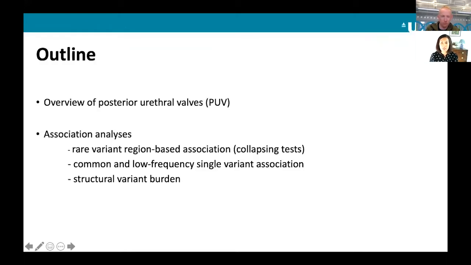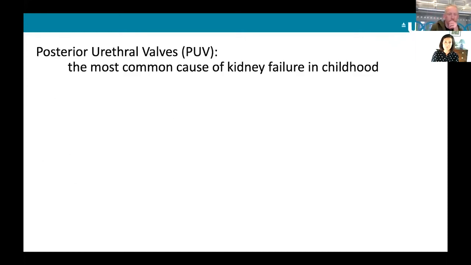So I'm going to start by giving an overview of posterior urethral valves, or PUV, and explain why this condition is one of the biggest unmet clinical needs in paediatric nephrology. I'm then going to discuss some of the different types of population-based association analyses that we've been carrying out, and show how these experiments have given us some novel insights into the genetic architecture of this rare disease.